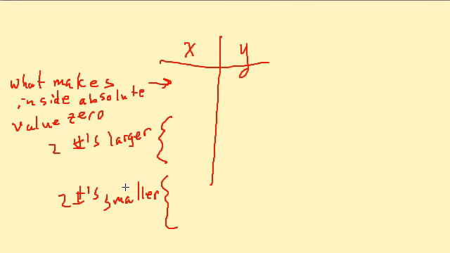You can pick the two numbers smaller and then the two numbers larger, that doesn't matter. But the first makes inside the absolute value 0, and then you want to pick two numbers larger than that number and two numbers smaller than that number.